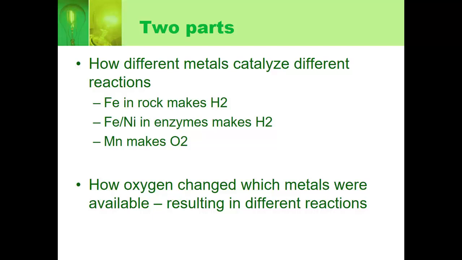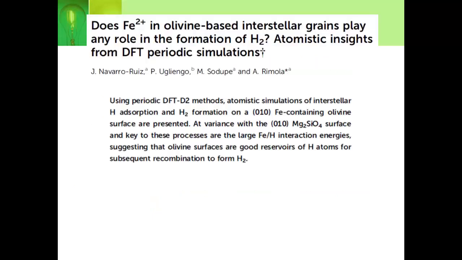And the two parts go together because if metals have particular jobs and if oxygen made different metals available, that means that particular jobs were available at particular times. And so time is an axis upon which we should think. So I'm going to go through these examples. Each of these is like a paper that I don't want you to read the paper. I want you to understand the paper.